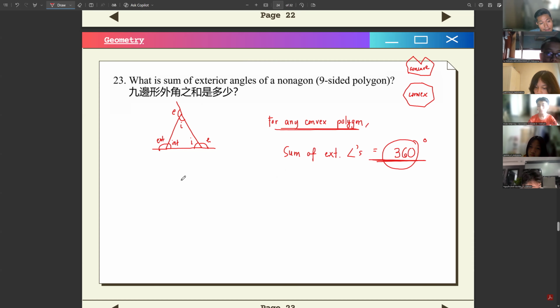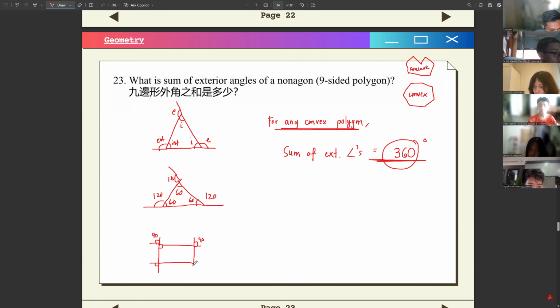For example, if this is an equilateral triangle, this is 60 degrees, 60 degrees, 60 degrees. So this would be 120. This would be 120. This would be 120, which would add up to 360. Okay? So that's always the case. If you have, say, a rectangle, this is 90. This is your corresponding exterior. This is 90 also. This is 90. This is 90, 90. So 90 times 4, that's also 360. Okay?